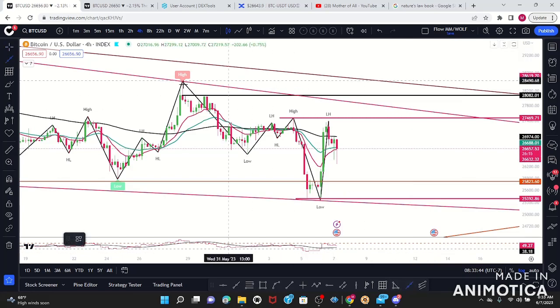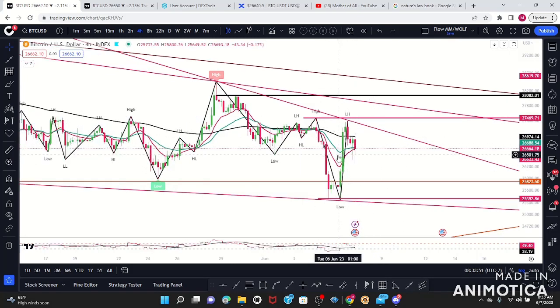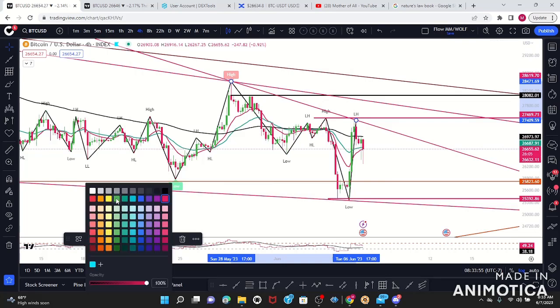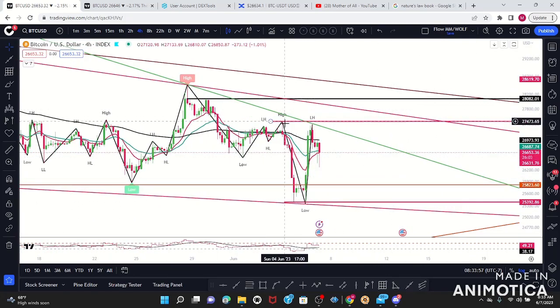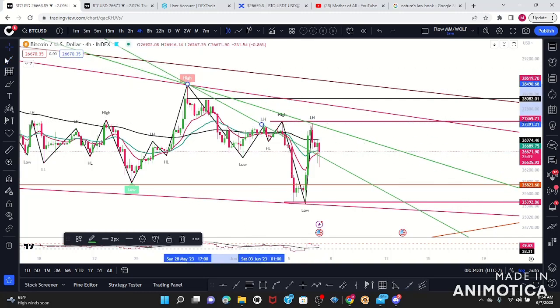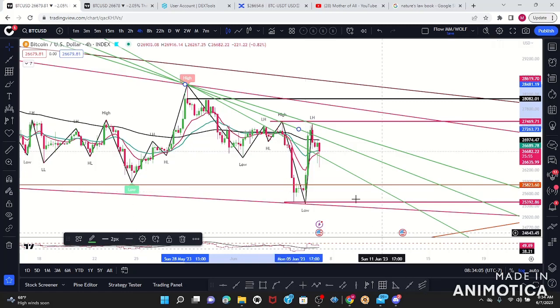Okay, so I'm going to do 1 touch, 2 touches. Always focus on the previous price action, okay? Always focus on the previous price action. So of course I could have used this, and I could have used this, right?